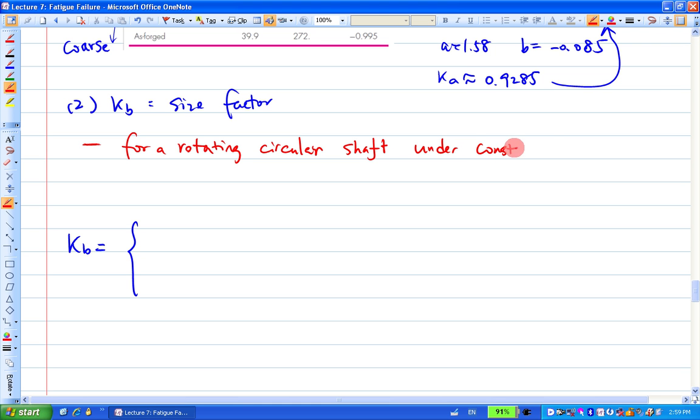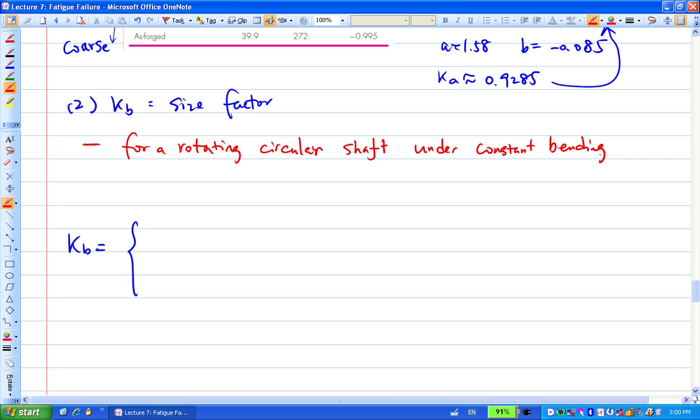Under constant bending. Okay, so this premise is actually the same premise used in the experiment. In the experiment I showed you, what was that? That's a rotating circular shaft, right? And is that under constant bending?